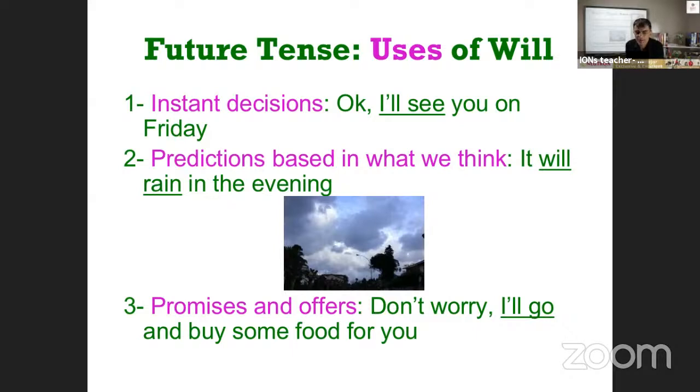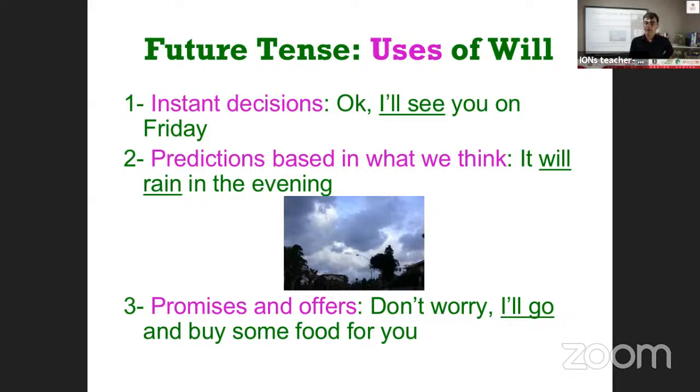I'm going to buy some food for you. This does not depend on anything else in the sentence, but your feeling, how you feel about the future. Do you feel that the future is something that you have already thought about? Going to. Do you feel that the future is something that you are deciding there and then? Use will. And there are many names for it, and many people have different opinions about it.